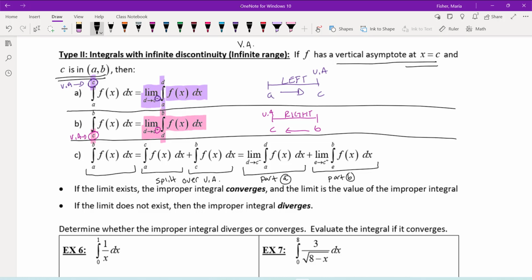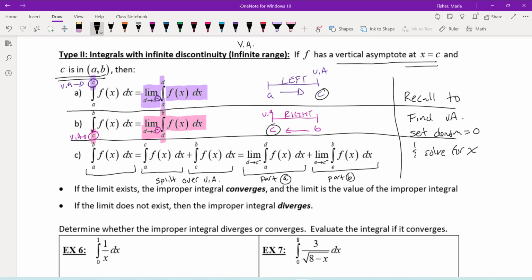One last thing before I talk about what happens when we find this limit. Recall, to find the vertical asymptote, you're going to set the denominator equal to 0 and solve for x. We're going to need to figure out where our vertical asymptote is when we're looking at improper integrals that have this infinite range or this infinite discontinuity, because if you don't know which one is your vertical asymptote, you don't know what number you need to be approaching and in what direction you need to be approaching that number.